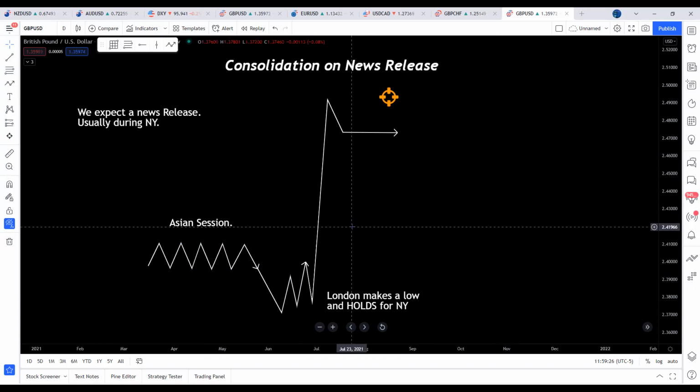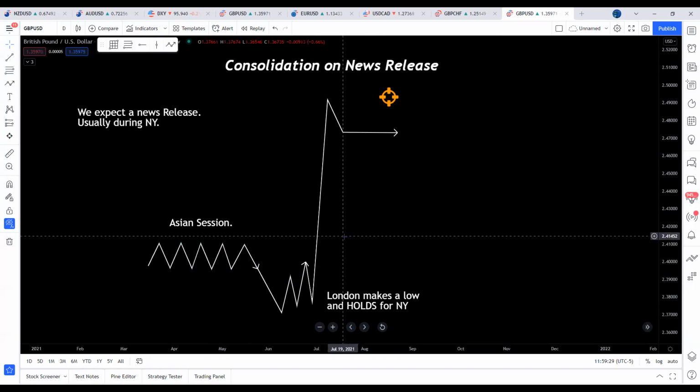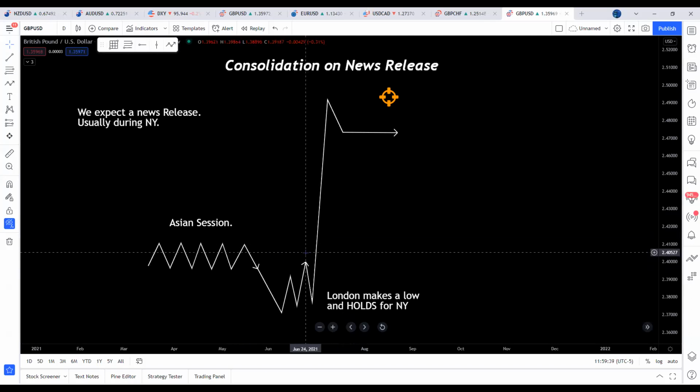Just a minute. Sir, if the order flow is bearish there, what? If the order flow is bearish, then the order flow is bullish here. He's just asking in case the order flow is bearish. Well, that's what I was about to explain.